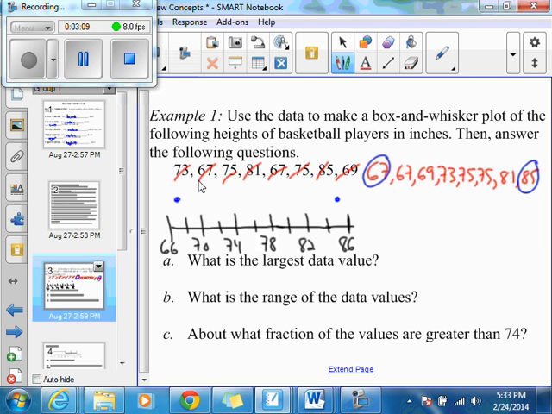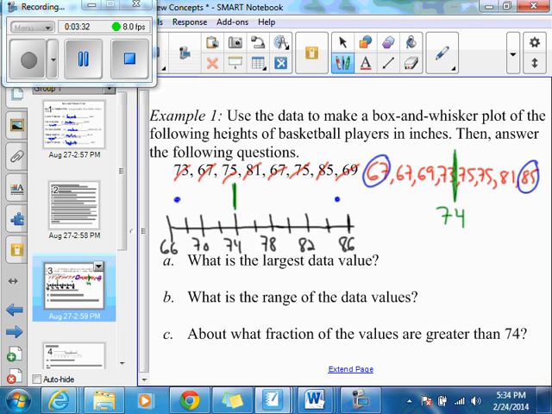Next thing you're going to do is find the median. The median of the 8 values would be halfway here between the 2 middle numbers, which would be 74. Again, if you can't do that in your head, add the 2 numbers together, divide by 2. So 74, we're going to put a line above 74. That's our second quartile, our very middle.